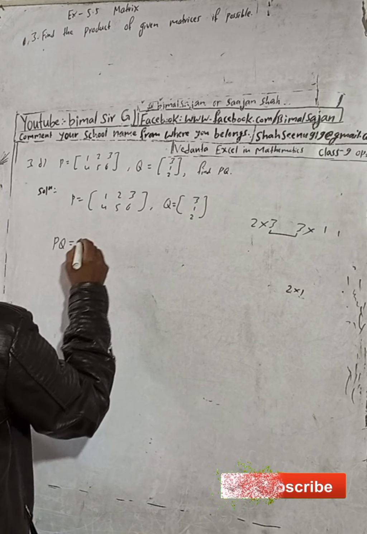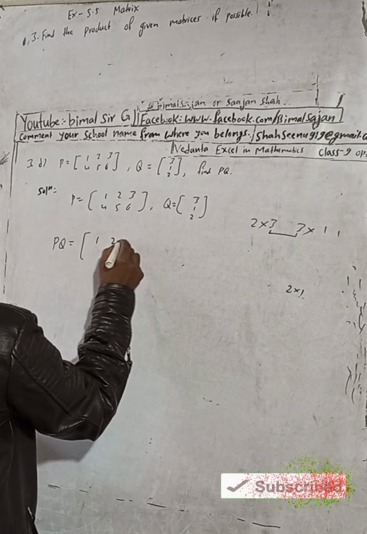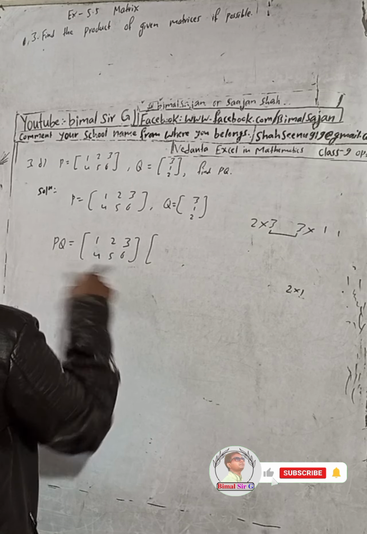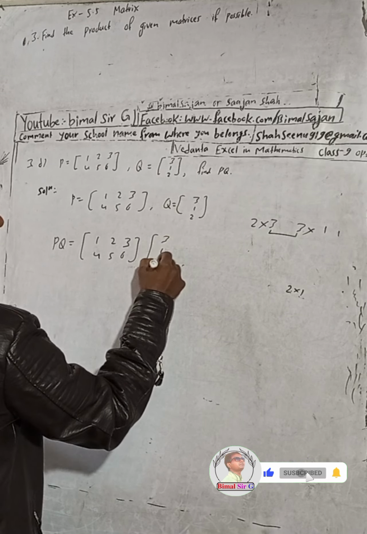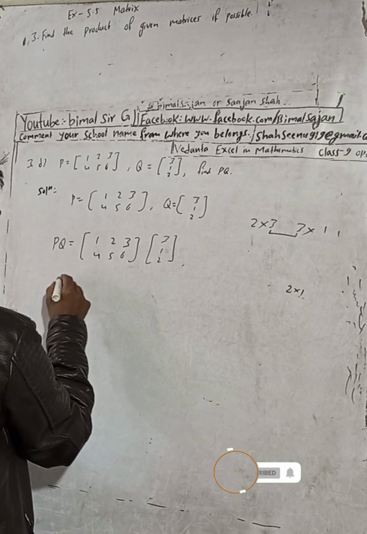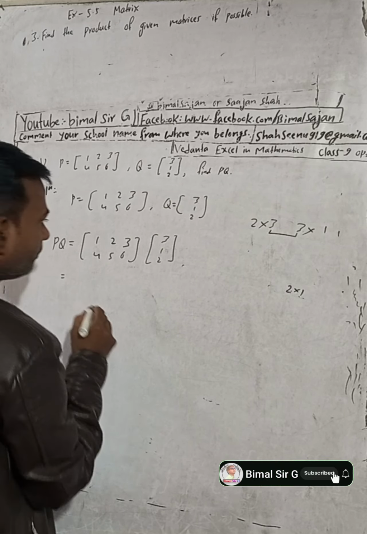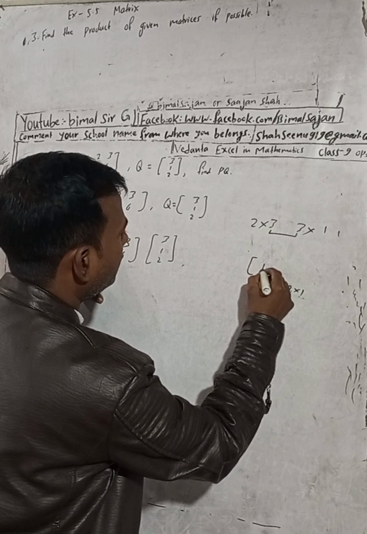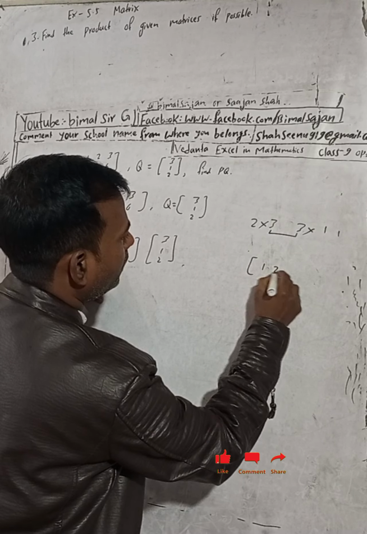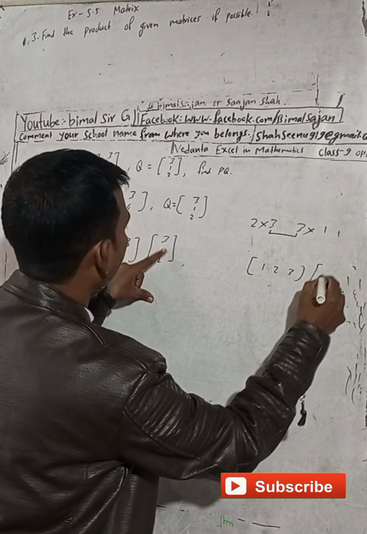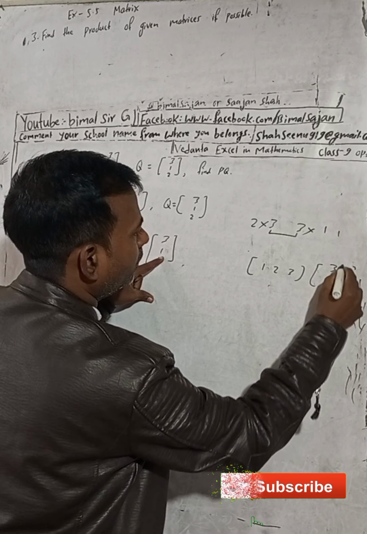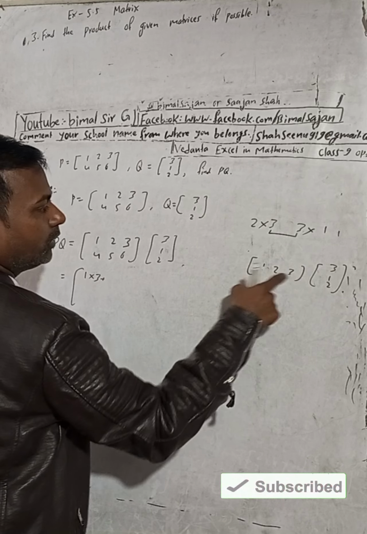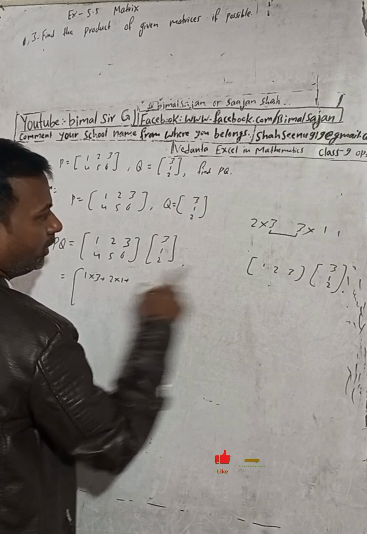Here we have P with the values 1 2 3 4 5 6 and Q with the values 3 1 2. What we have to do here: first, take this row 1 2 3 and multiply it with the column 3 1 2. So 1 into 3 plus 2 into 1 plus 3 into 2.